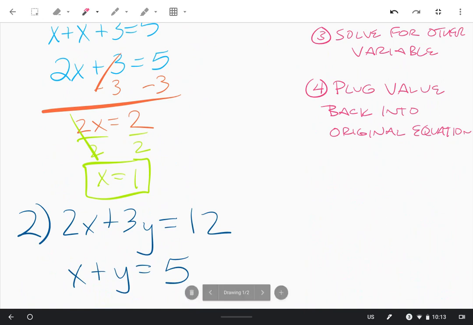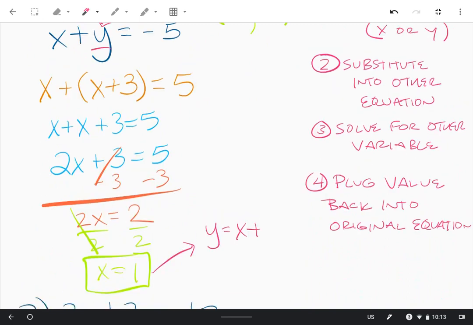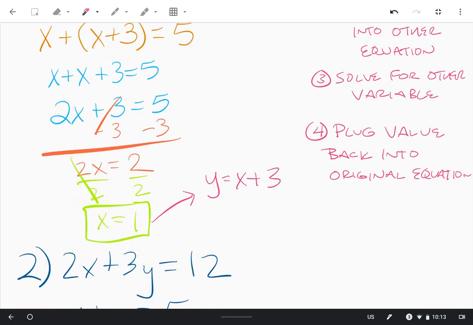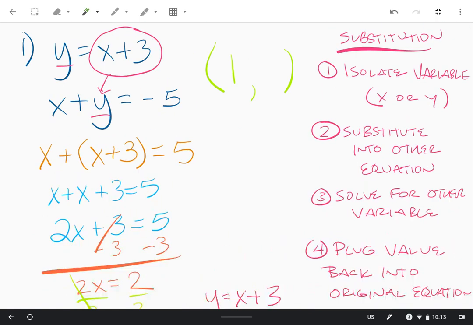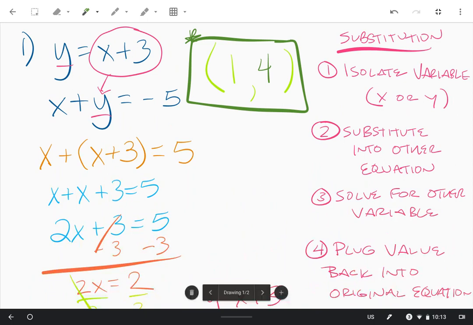The way that's going to look is y equals x plus 3, and when I plug in 1, it looks like this: y equals 1 plus 3. And so y equals 4. And there's the other half of my answer. And so this would be the solution to this system: these two cross at the point (1, 4).